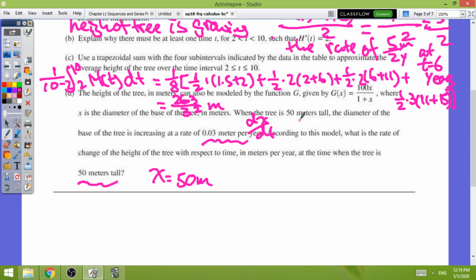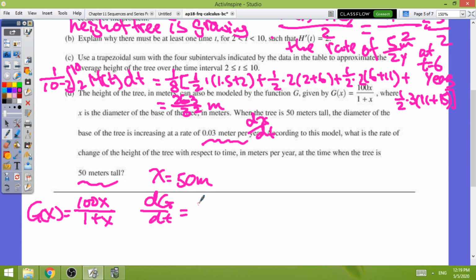Okay, so basically this one we can just start it with g of x, which is 100x over 1 plus x. And then you take the derivative with respect to the time, so dg over dt. So got to be careful, we need to take the derivative with respect to the time. So we need to take the derivative of x implicitly.